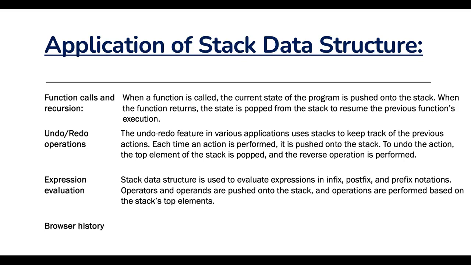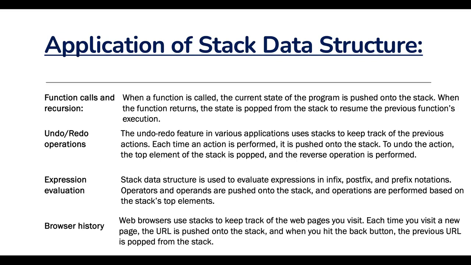Next use is browser history. You can navigate from one page to another page, and again you can go back to the previous page. How does this happen? A web browser uses a stack to keep track of the web pages you visited. Each time you visit a new page, the URL is pushed onto the stack, and when you hit the back button, the previous URL is popped from the stack and it works. So this is another example of the stack data structure being used.